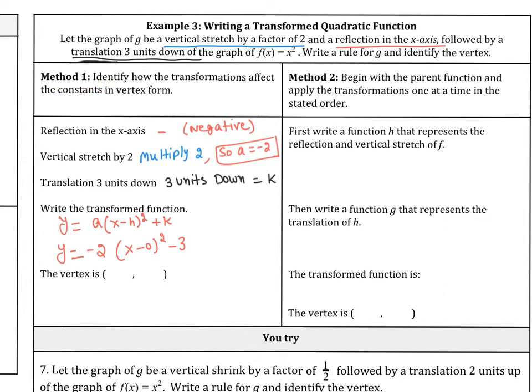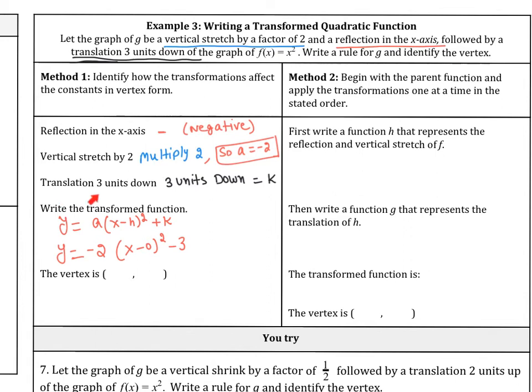Method number 1. Identify how the transformations affect the constants in the vertex form. Reflection in the x-axis means a negative sign in the front. Vertical stretch by 2 means that you're going to multiply by the number 2 in the front. So the a in the front is going to be negative 2, because negative for the reflection and 2 for the vertical stretch.